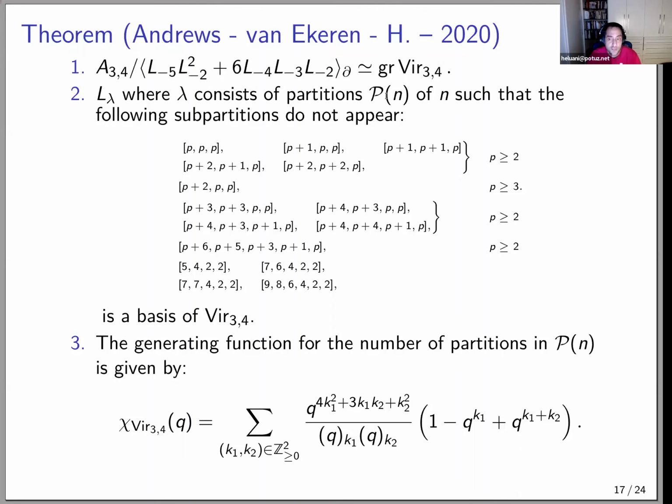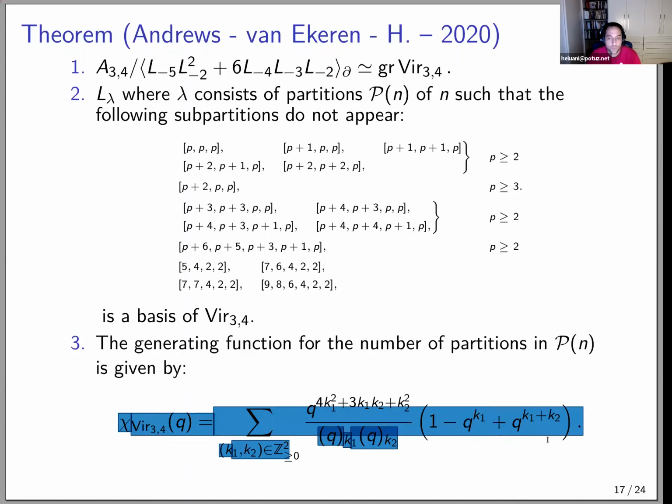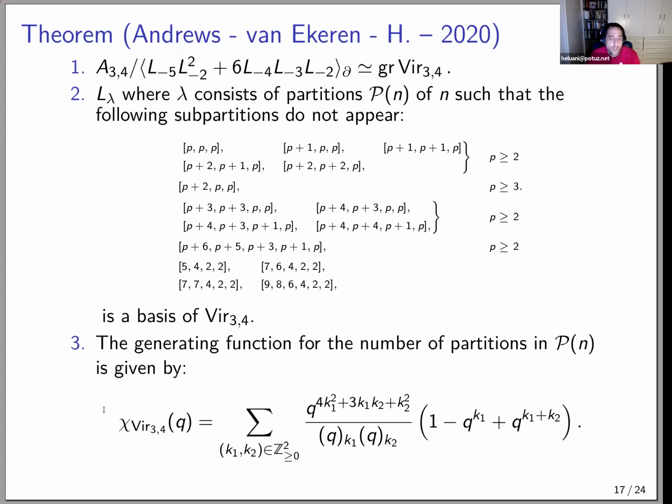Since I am telling you that this is an isomorphism, we had better have an identity between the character of the Virasoro module that has that graded dimension and our partition function. And the only part that is not proven is this one. We need to prove this identity, that the character of the Virasoro module equals our partition function. And this is where we were stuck.